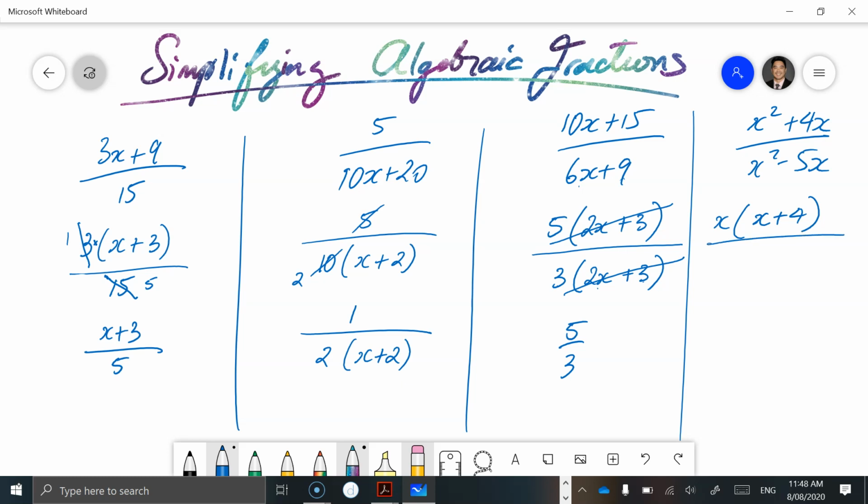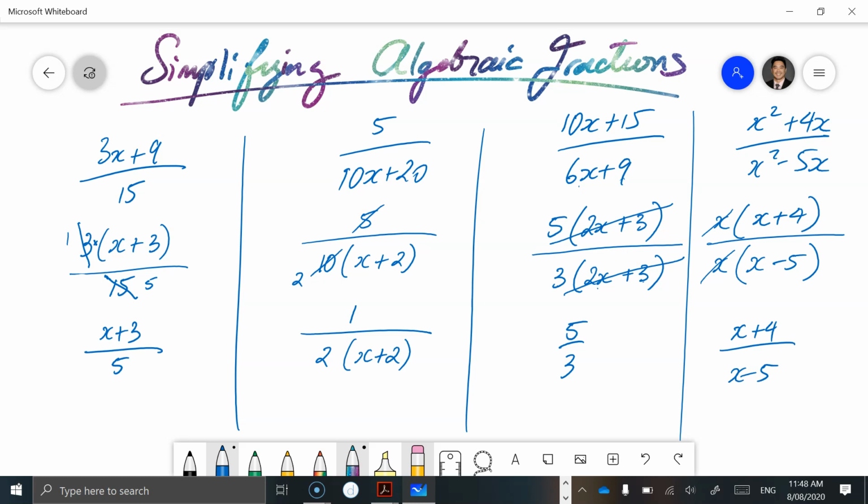So we're going to do the same thing with the bottom. X is the common factor, or the highest common factor, and x minus 5 is going to be at the bottom. Okay, so the brackets aren't the same, so we're not going to change anything there, but we can cancel out the coefficients or factor of x from the numerator and the denominator. So the answer is just x plus 4 and then x minus 5 at the bottom.